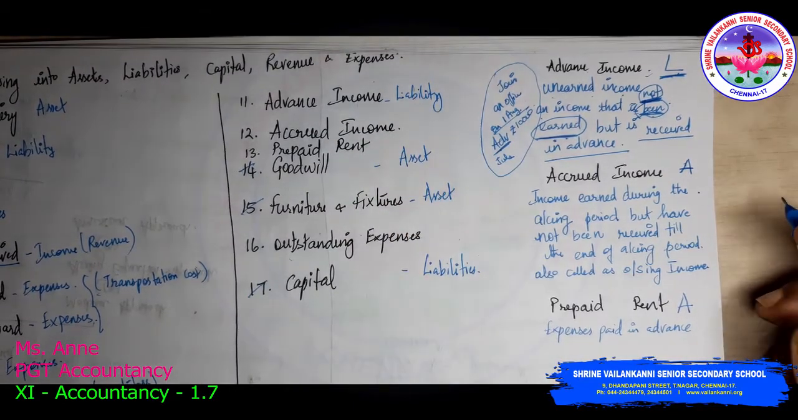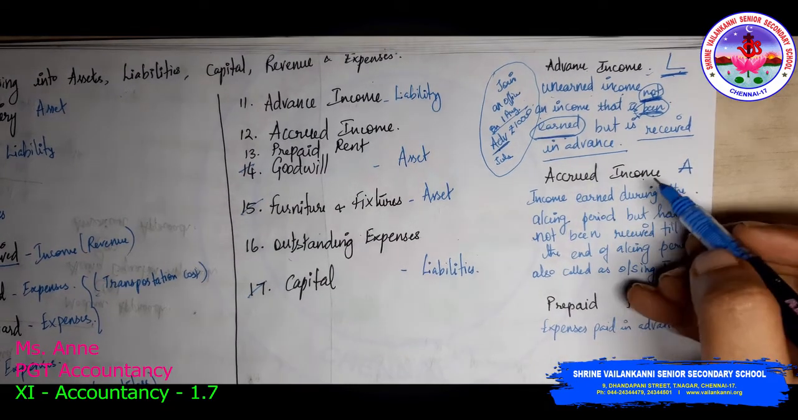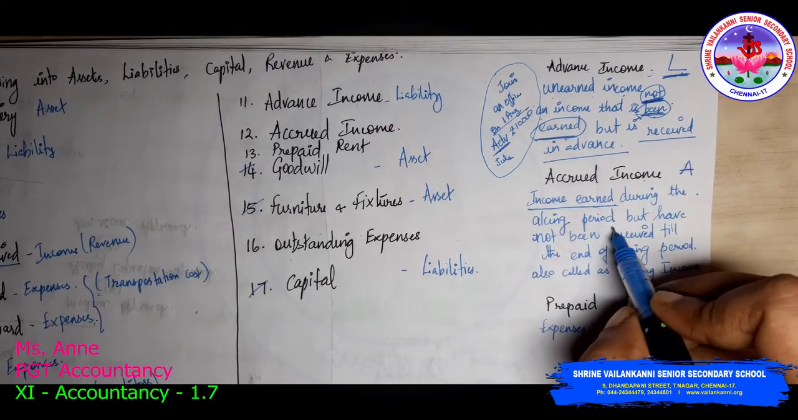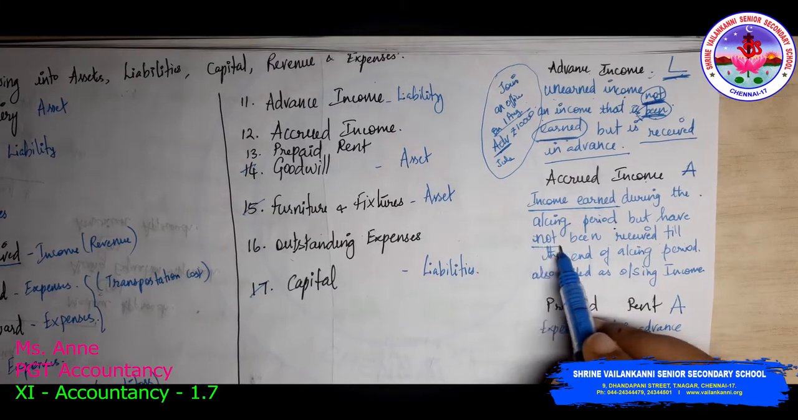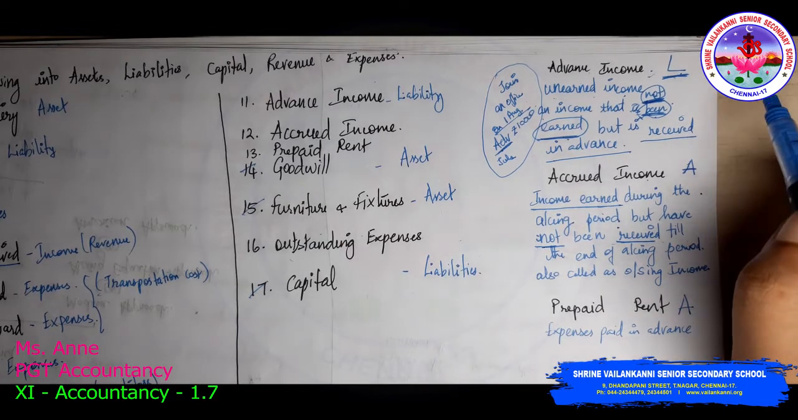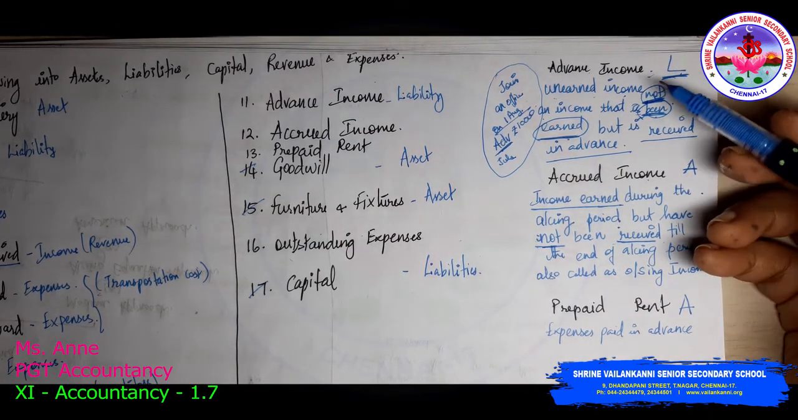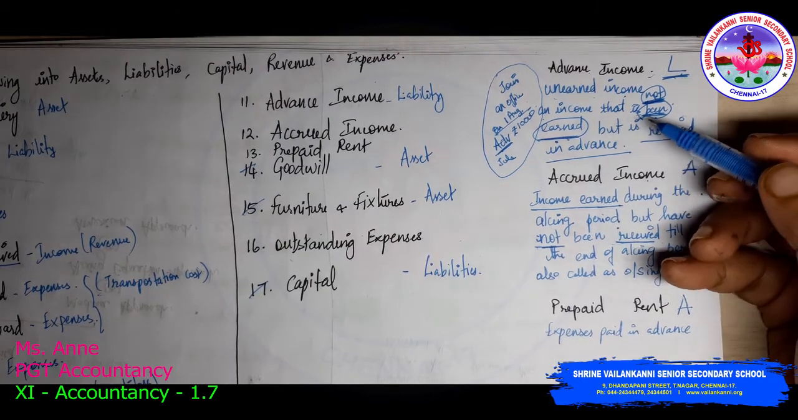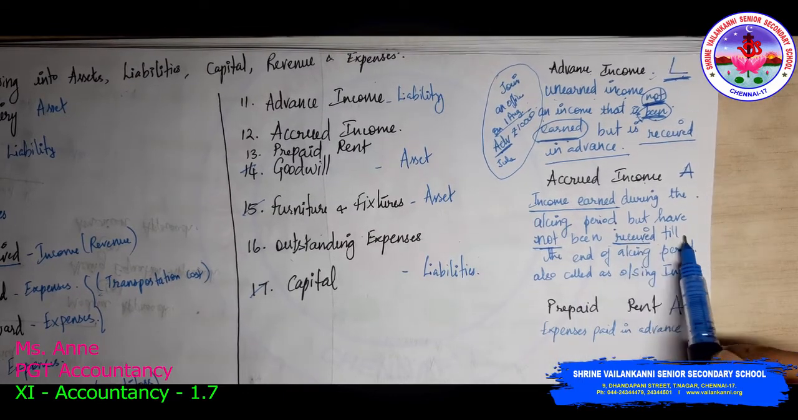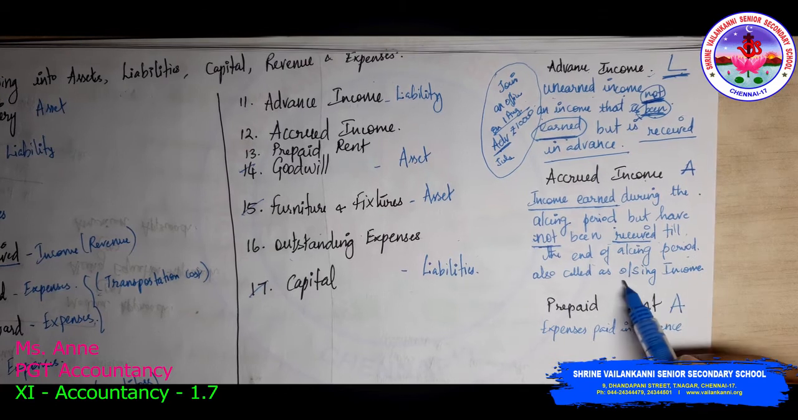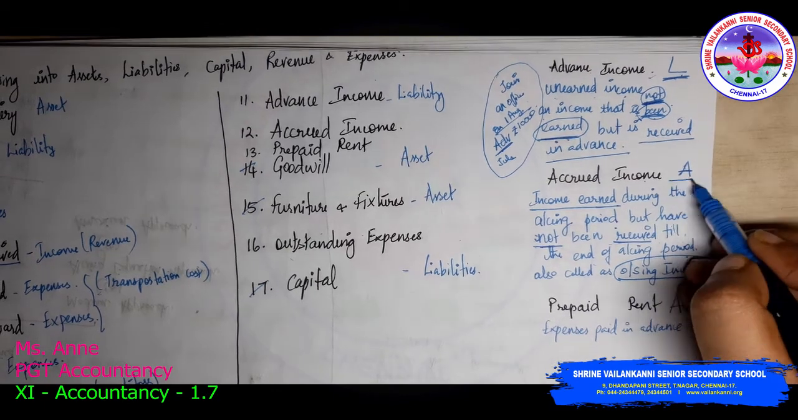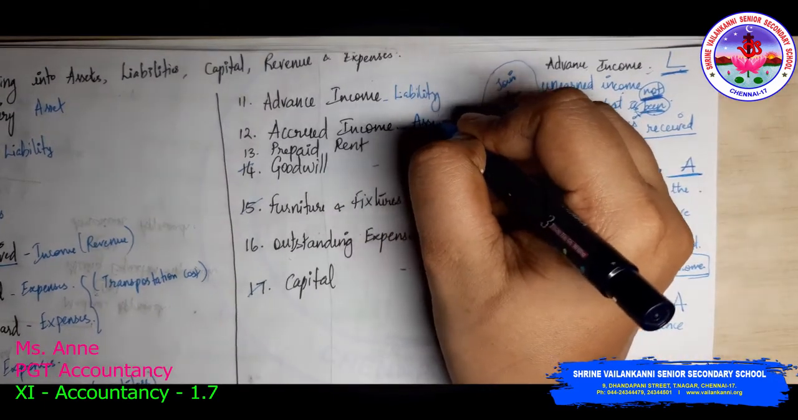The next one is accrued income. Accrued income is nothing but income earned during the accounting period but not yet received. It is the opposite of advance income. You have earned it, but you have not received it. Previously, you had not earned it, but you had received it. Here, you have earned it, but not received it till the end of the accounting period, and it is also called outstanding income. So it should be treated as an asset.